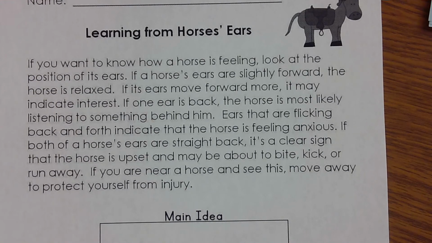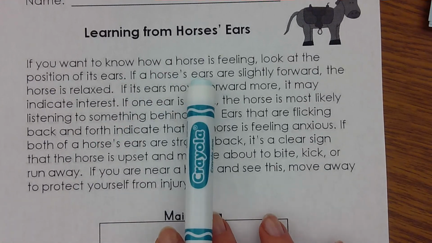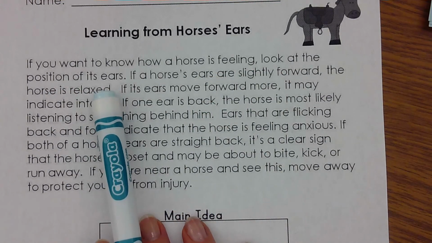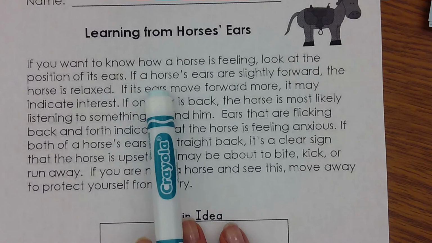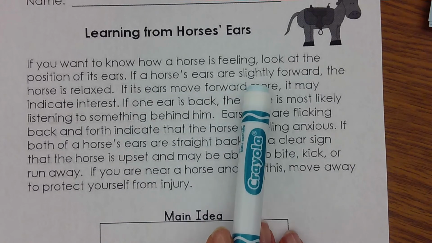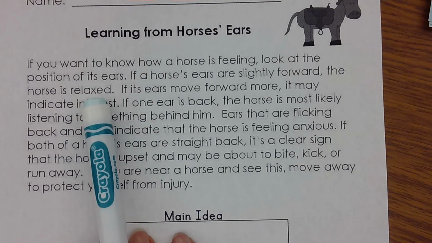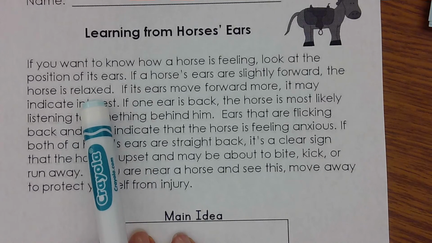It says, if you want to know how a horse is feeling, look at the position of its ears. If a horse's ears are slightly forward, the horse is relaxed. Are you visualizing that? I've heard the word ears mentioned several times so far in this passage. So my brain's already thinking, I'm wondering if that's maybe the main idea.